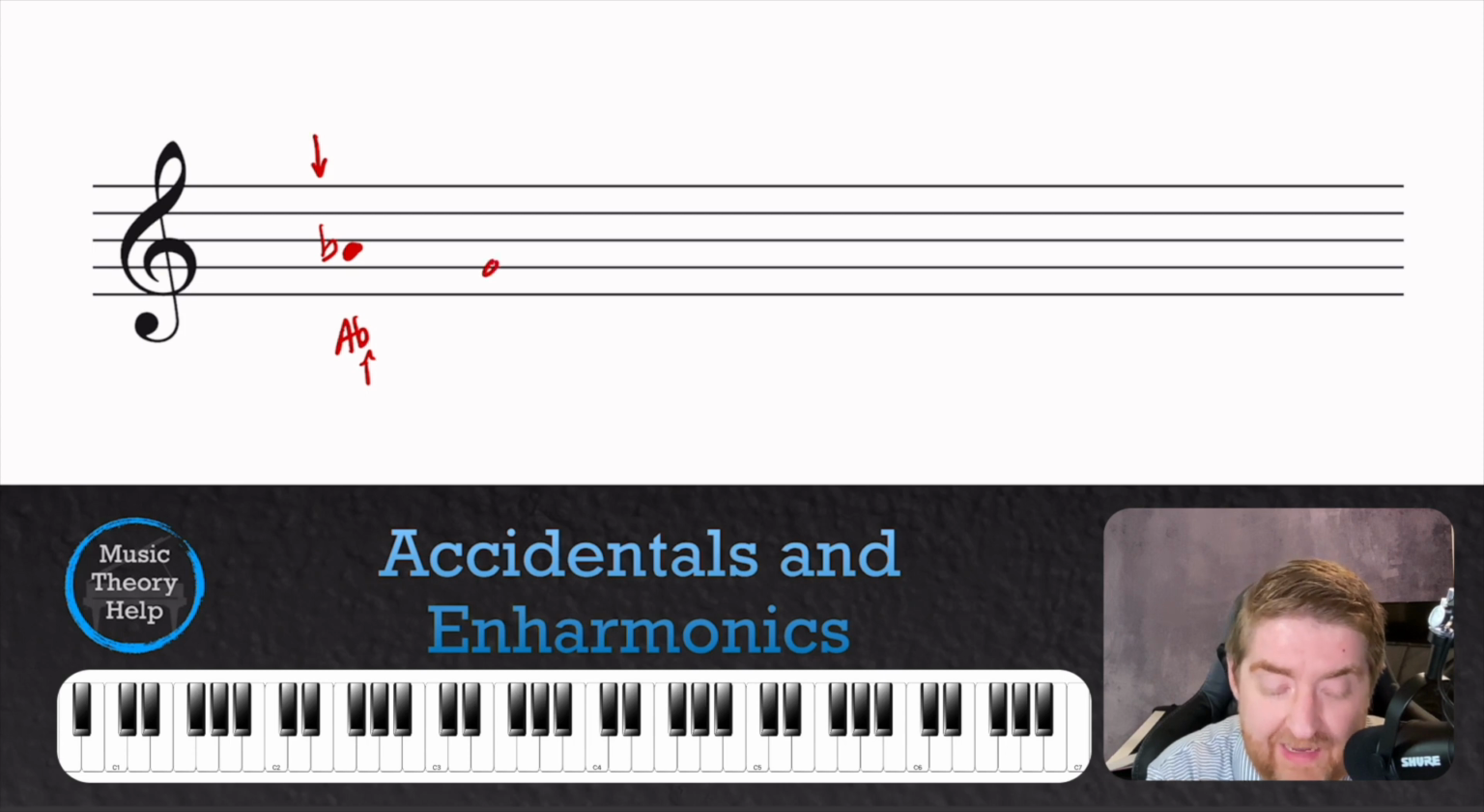A flat is enharmonic with G sharp. It sounds the same. It's the same key on the keyboard. These are enharmonic equivalents. How about E down to E flat? E flat is enharmonic with D sharp.